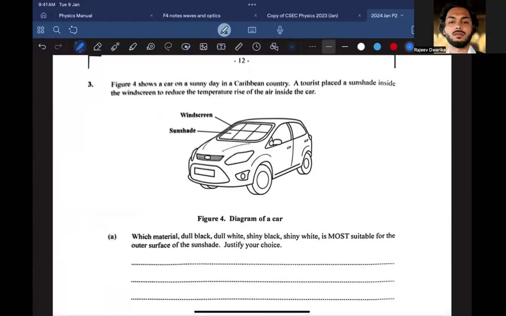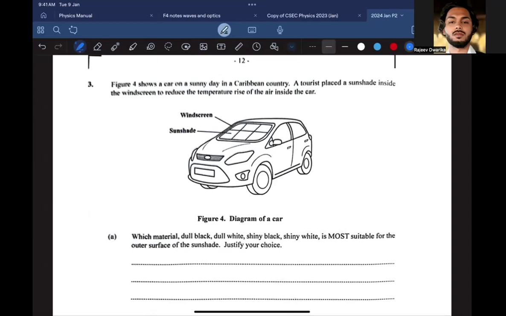So Justin, I'd like you to read question 3. Figure 4 shows a car on a sunny day in a Caribbean country. A tourist places sunshade inside the windows in the windscreen to reduce the temperature rise of the air inside the car. Part A. Which material, dull black, dull white, shiny black, shiny white, is most suitable for outer surface of the sunshade? Suggest your answer.